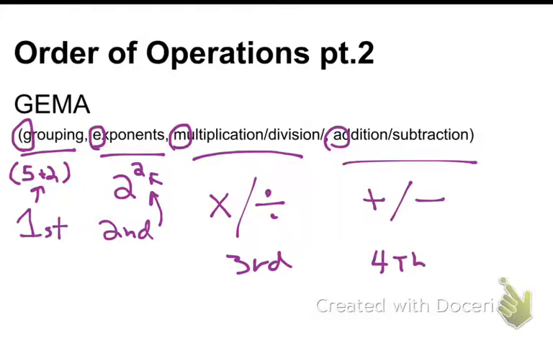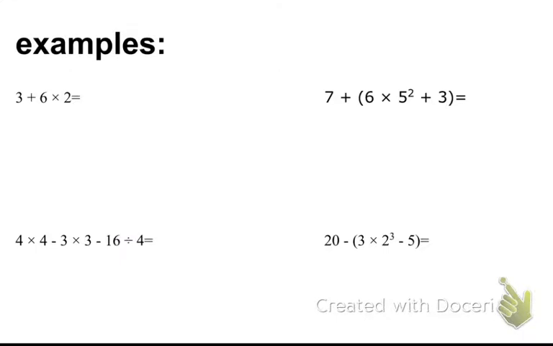If you're a little confused on how this is done, please go to Khan Academy and look up order of operations, or go to YouTube and look up order of operations. There are oodles of very good videos that explain this much better than I will. So here are some examples. The first one is pretty simple.